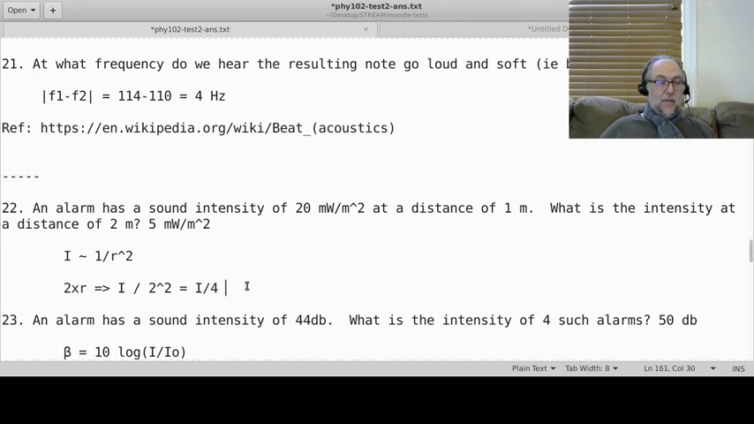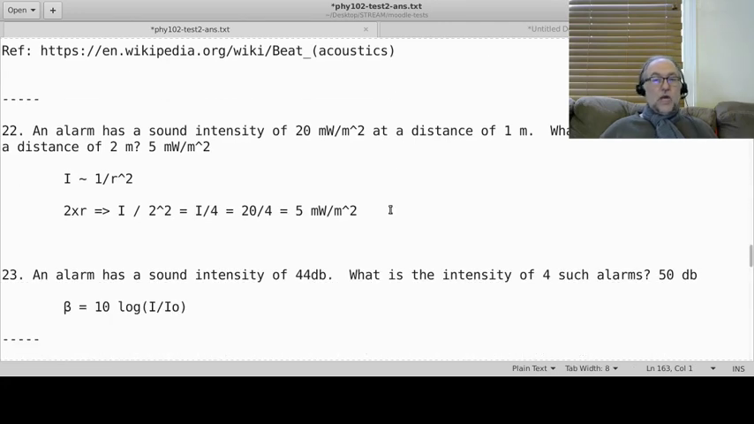And so all you have to do is divide by 4, which is 20 divided by 4, which is 5, and the units are milliwatts per meter squared. A watt per meter squared is really loud. It's almost at the point of pain. So for human hearing, milliwatts per meter squared are more typical numbers.